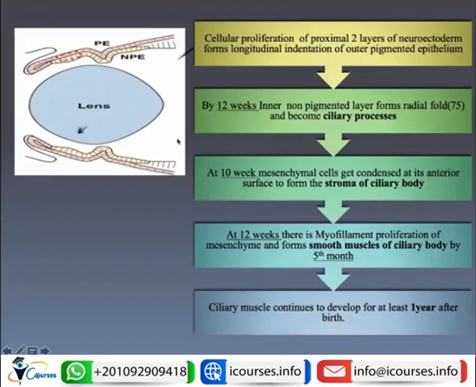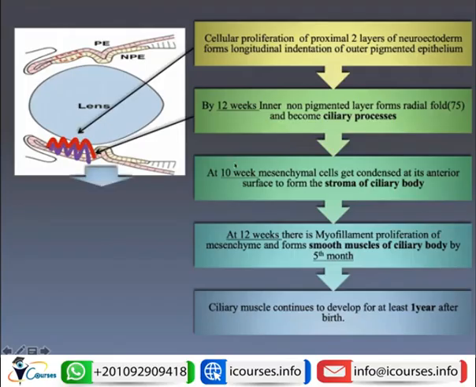So there will be cellular proliferation of the proximal two layers of the neuroectoderm. Here, the proximal two layers of the neuroectoderm will show some longitudinal indentation of the outer pigmented epithelium. So the outer pigmented epithelium proximally at the area of the ciliary body will show indentation. And underneath this indentation, at the age of 12 weeks, there will be radial folds forming. These radial folds will form the ciliary process. So the ciliary processes are formed as radial folds at 12 weeks of gestation.